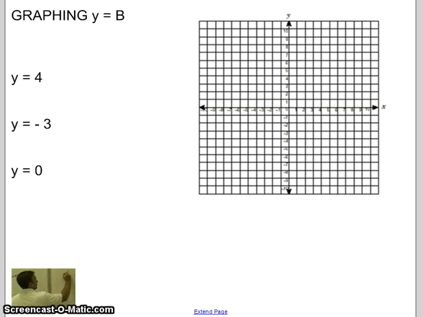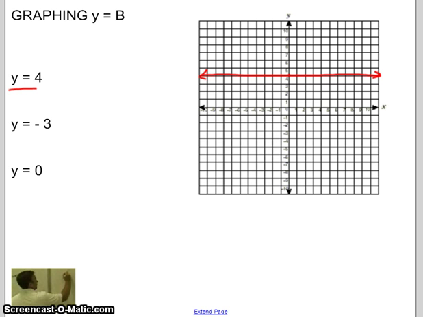In this section we're going to be graphing just y equals or x equals and what those lines look like when there's no other variable. So y equals 4. How do we graph that? Well, y equals 4 is not just a point, it's a line. I'm going to go to 4 on the y-axis, which is right here, and draw a horizontal line. That's the graph of y equals 4.